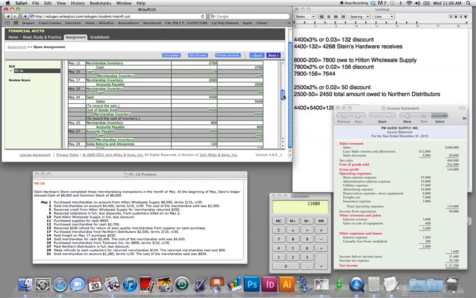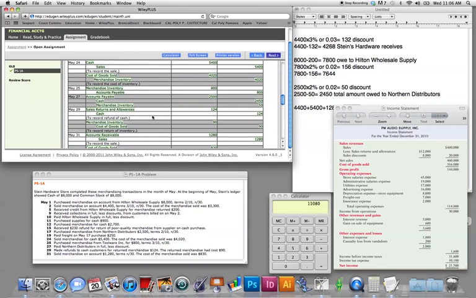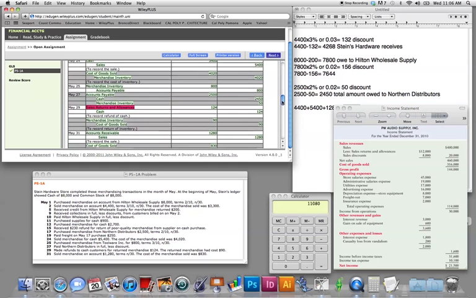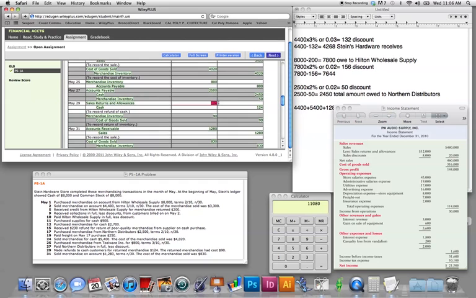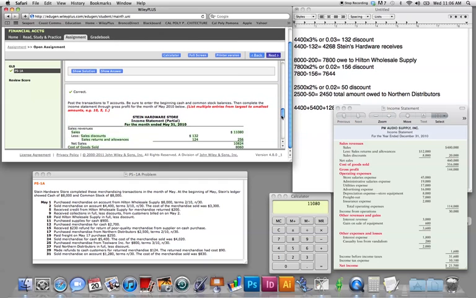So we have 132 as our sales discount, and our sales returns and allowances was 124, which we had on May 29th when the customer returned their merchandise of $124 and we credited them cash. So we would put the sales returns and allowances of 124 into our income statement.